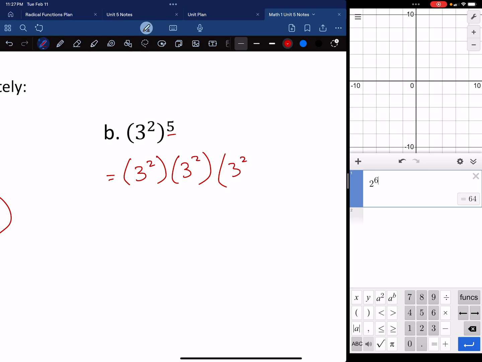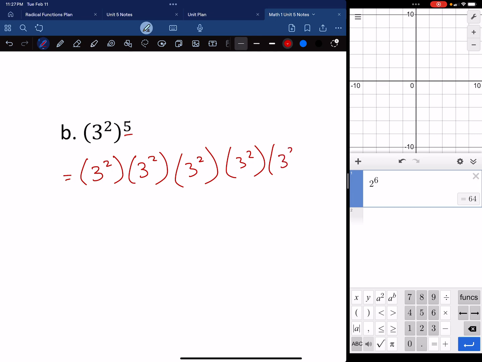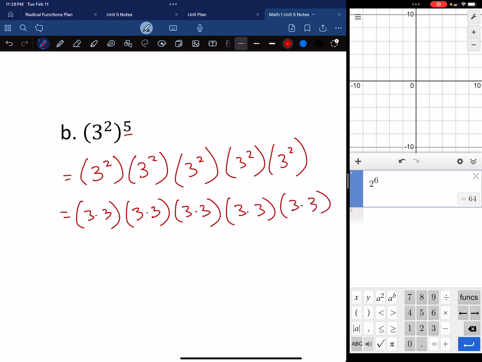1, 2, 3, 4, 5, okay? And inside each of these parentheses, we have 3 times itself 2 times. So I have another pair of 3's, I have 3 pairs of 3's, I have 4 pairs of 3's, and I have 5 pairs of 3's, okay? So again, you can clearly say I have 1, 2, 3, 4, 5, 6, 7, 8, 9, 10 pairs of 3's, right? And again, I'm just going to use my calculator. You could have also done this by hand and said 3 times itself 10 times. You'd get 59,049.